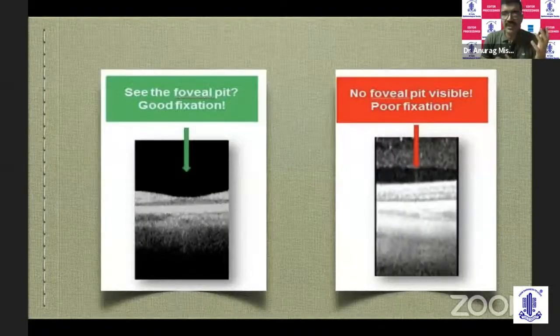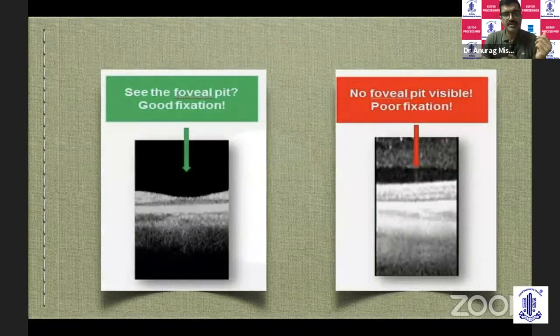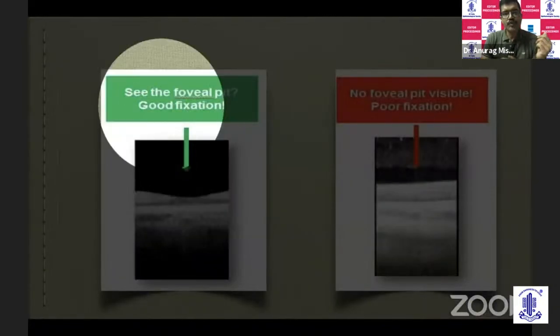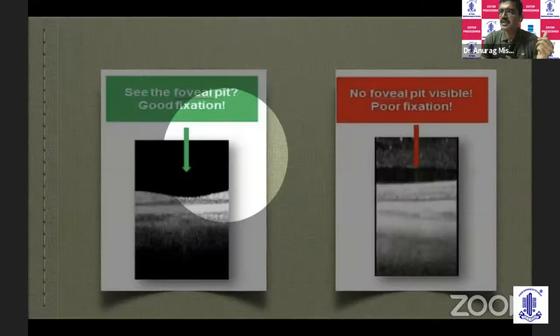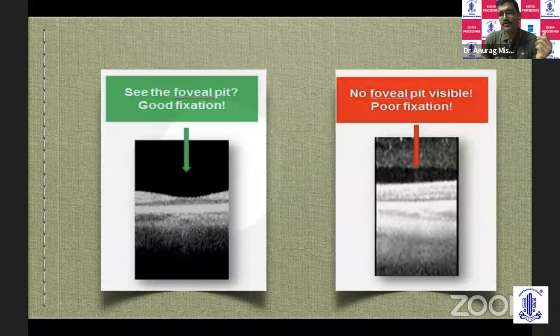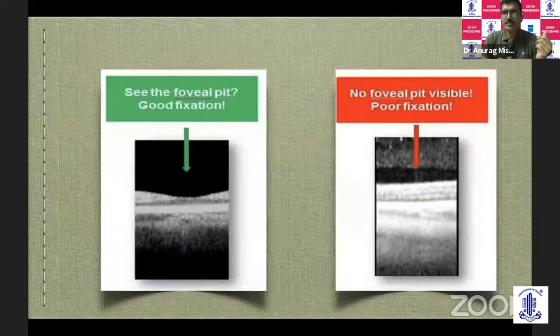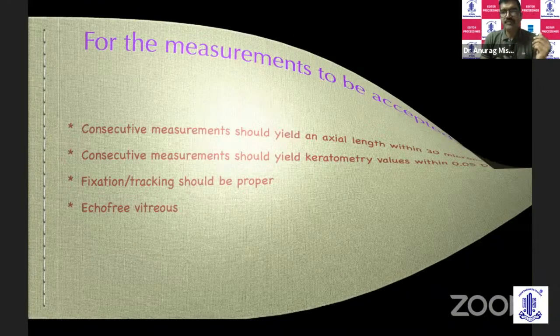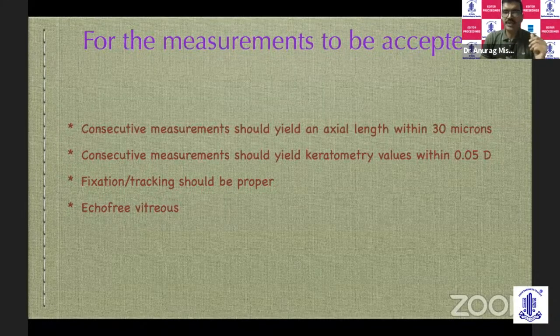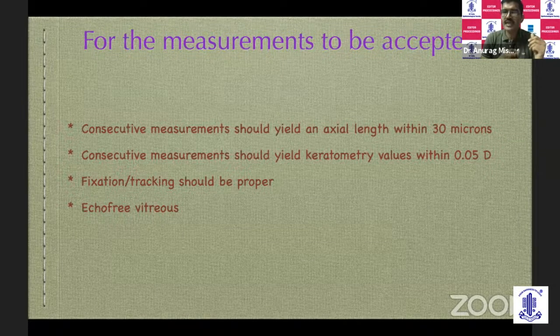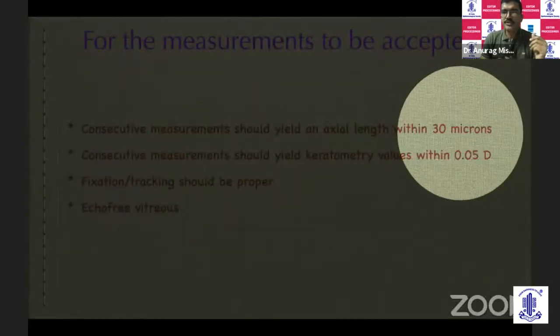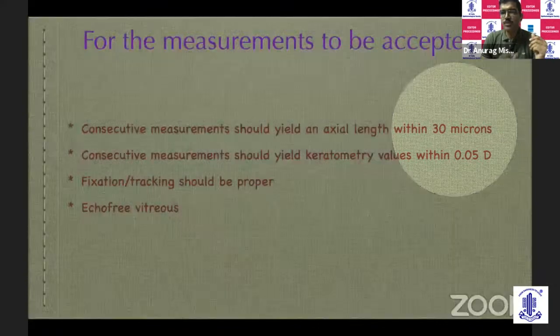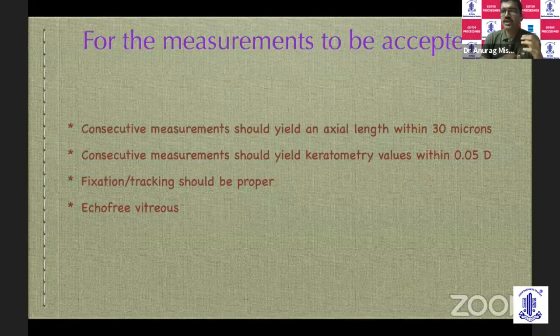What is also possible is that we can see from where the measurement has been taken. If we can see a foveal pit clearly, then the measurement is to be taken. If we cannot see the foveal pit clearly, then the measurement should be discarded. So for the measurements to be accepted, we have to have subsequent measurements, and the measurements should yield an axiometry within 30 microns of standard deviation. The keratometry should yield values within 0.05D. Fixation and tracking should be proper, and there should be an echo-free vitreous.